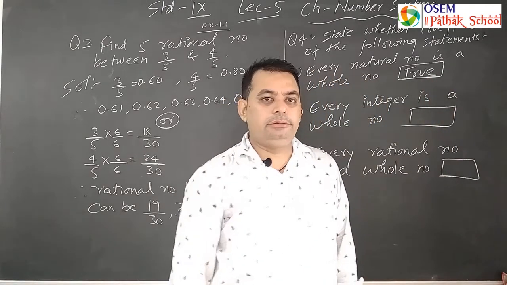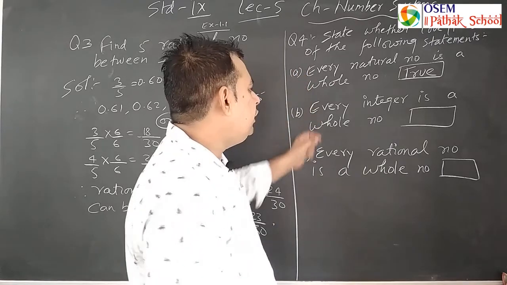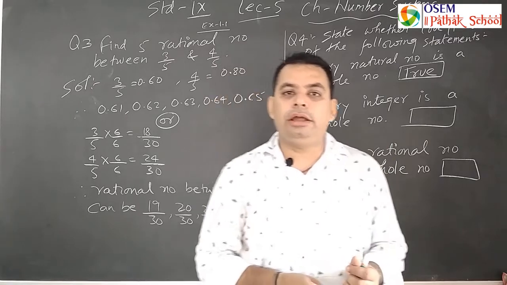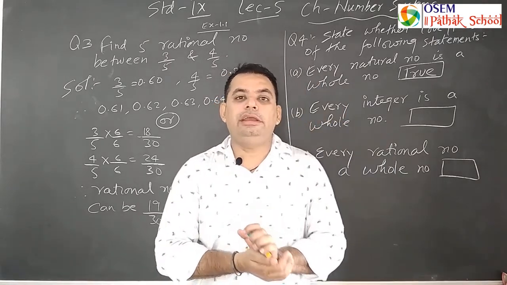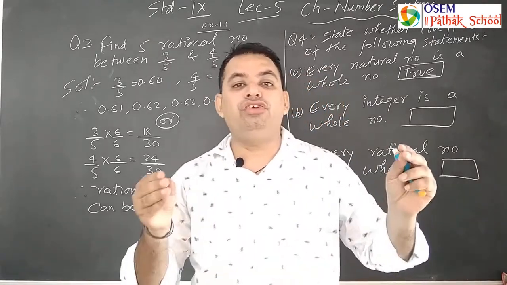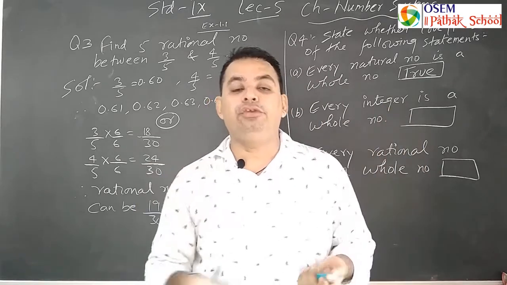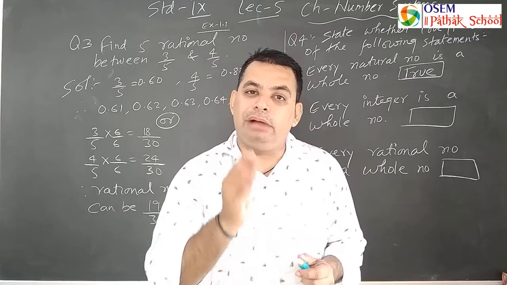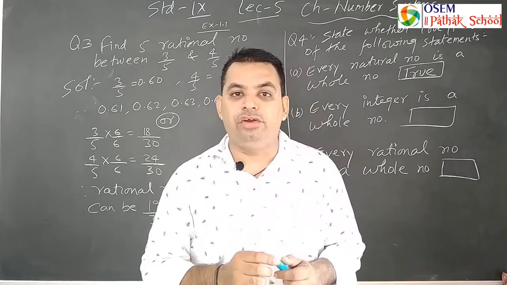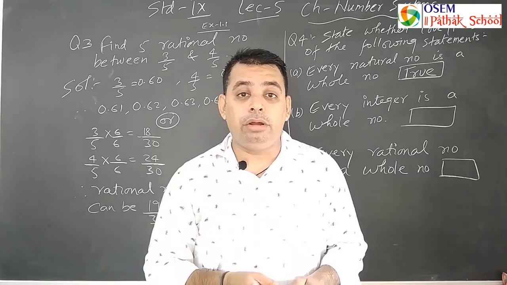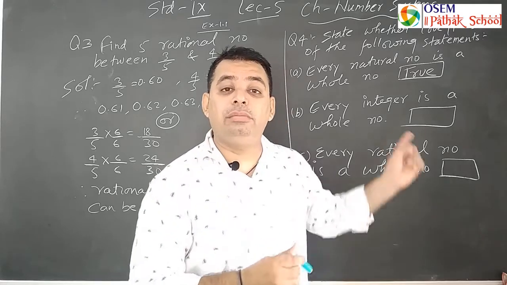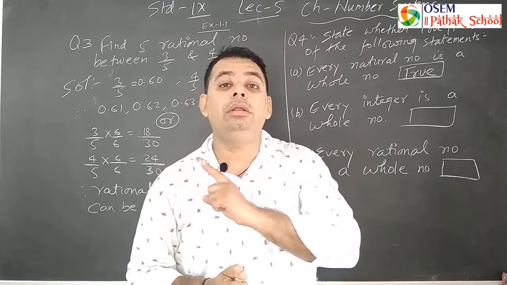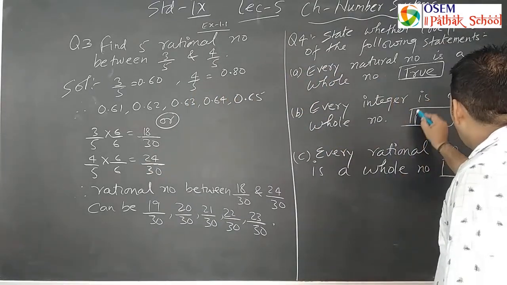Right? The second one, every integer is a whole number. Yeah, every integer whole number होता है? No, because integers are the combinations of negative terms and positive terms. But the whole numbers start from 0. So minus 1, minus 2, minus 3 are integers, but they are not part of the whole numbers. So this statement is false, because every integer cannot be a whole number. This one is false.